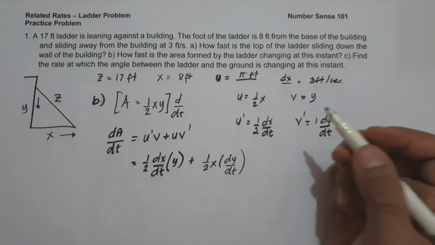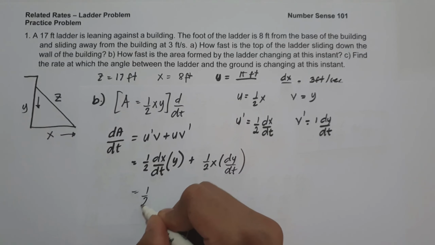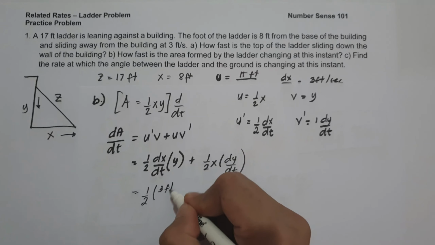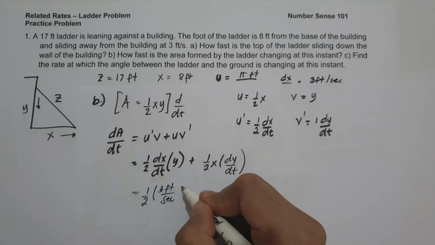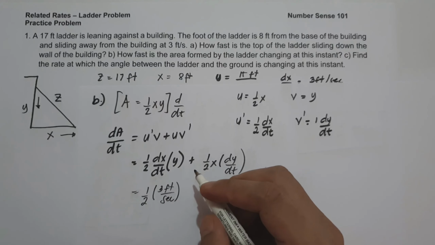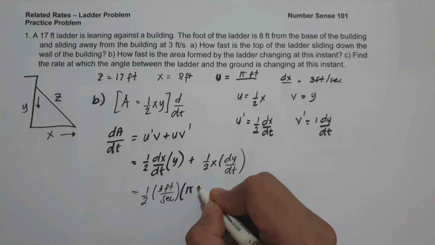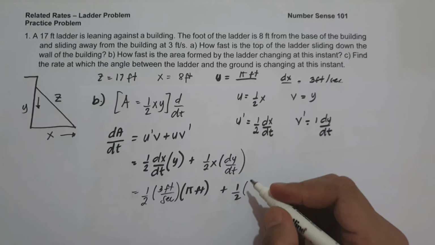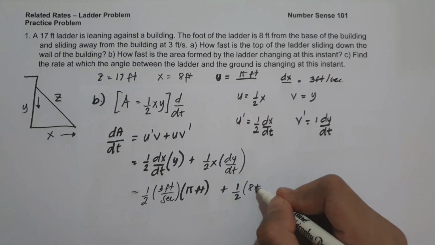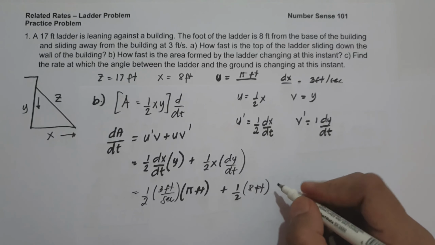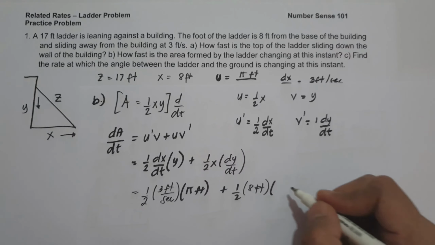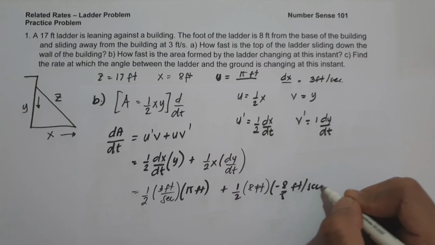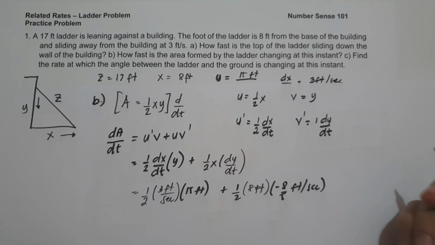So let us substitute the given. Let us have 1/2, and then dx over dt, that is 3 feet per second, and then y, that is 15 feet, plus 1/2, x will be 8 feet, and then dy over dt, that is the answer for letter A, negative 8 over 5 feet per second. So let us simplify.